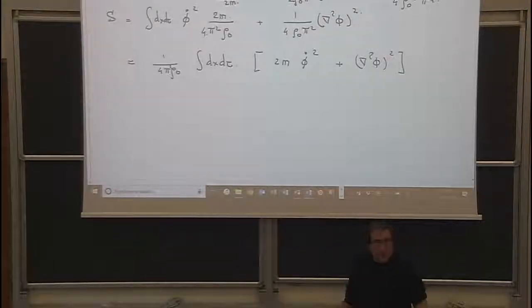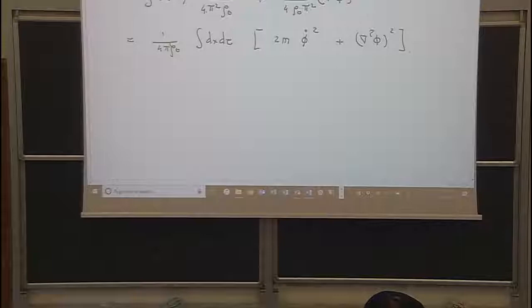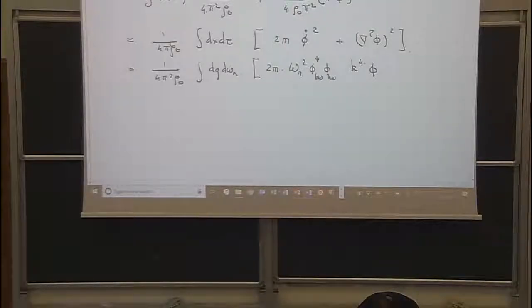And now if I go to Fourier space, this thing is simply 1 over 4 pi square rho 0 times the sum of dq d omega n, where these are the Matsubara frequencies. I can do it in real time, but it doesn't matter. This is 2m omega n square plus k to the 4, and I should put the field, phi star k omega phi k omega.